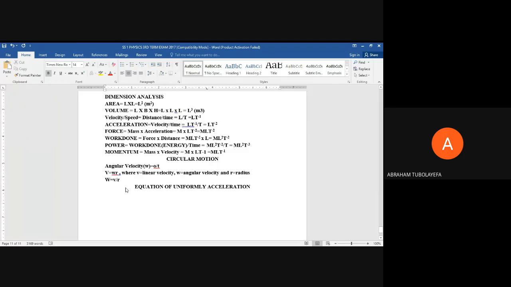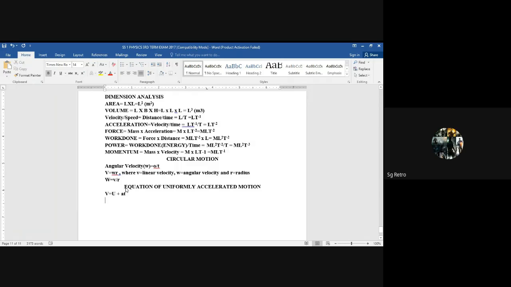Uniformly accelerated motion. We have about 3 or 4 equations of motion. One of them is V is equal to U plus AT, right? Who can remember the other one?